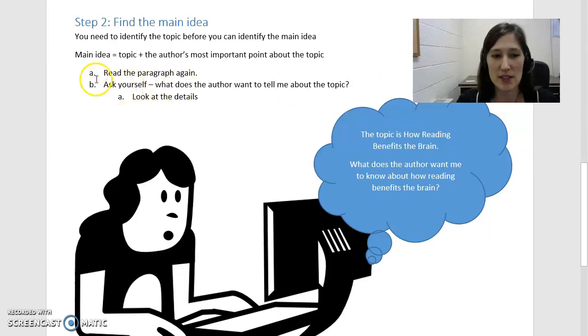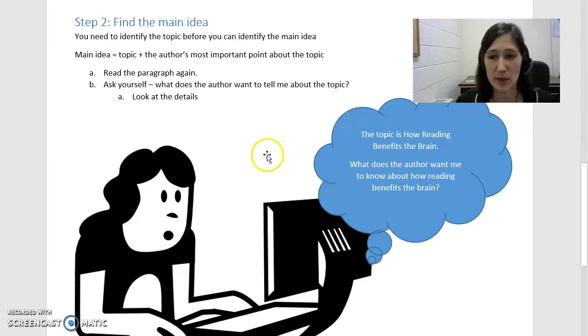So here are the steps. In this case, it's just an A and a B, really, to finding the main idea after you find the topic. So you read the paragraph again, and now you're asking yourself, what does the author want to tell me about this topic? And for this, you need to look at the details. Sometimes the author tells you in a clear topic sentence, but the details should also support the topic sentence. So there's really two ways to think about that.